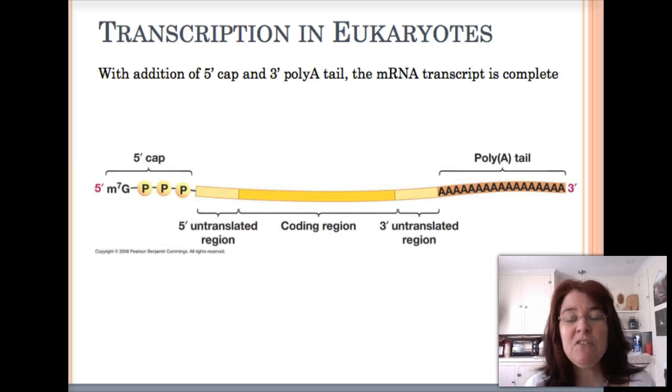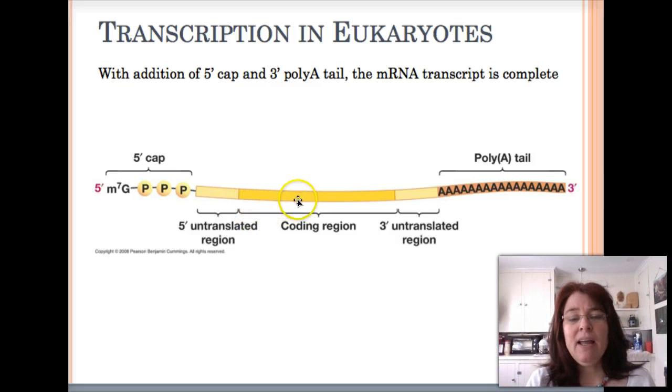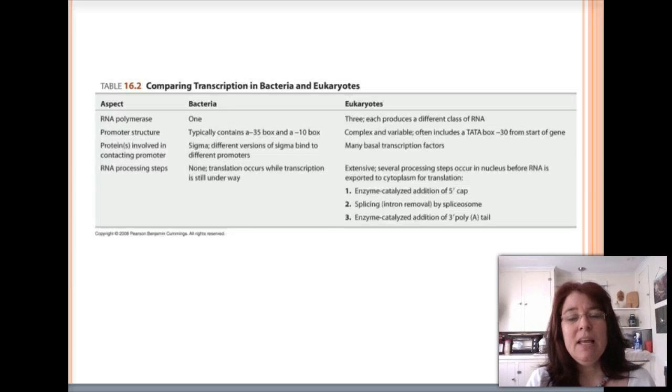So we finally have our mature transcript, and that's what you can see in this slide. We've got our exons all joined together. Then we've got a couple of regions at each end that are referred to as untranslated regions. These are regulatory regions. Then we've got a cap up here, the m7G molecule and 3 phosphate groups. And at the other end we have a poly-A tail. So this mRNA is ready to go into the cytoplasm and be translated into protein.